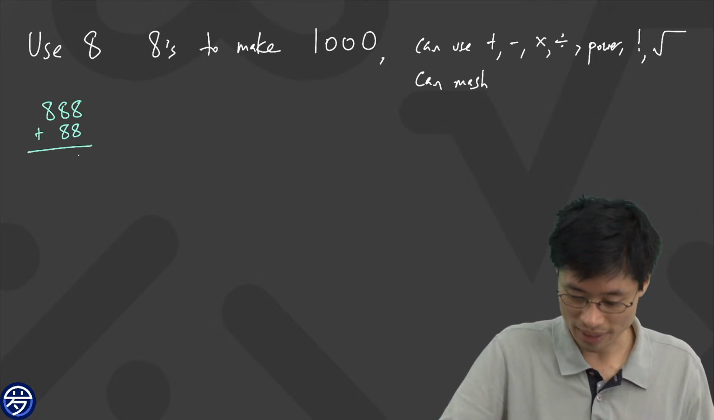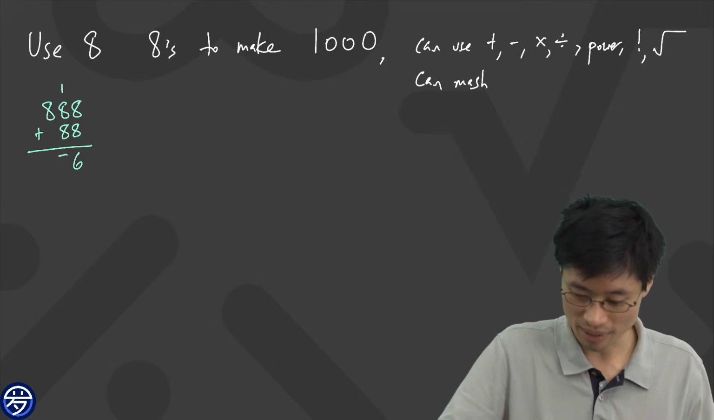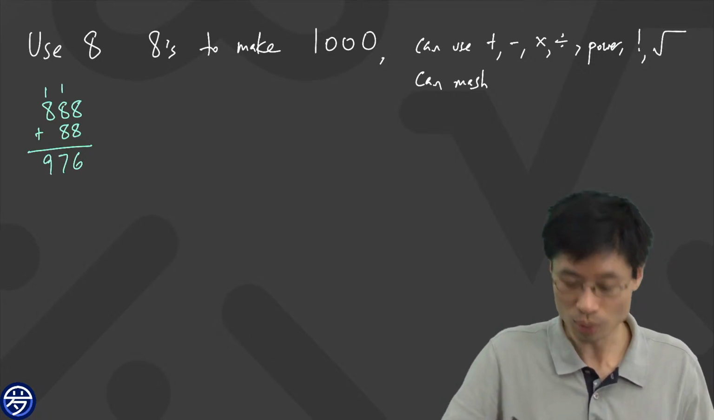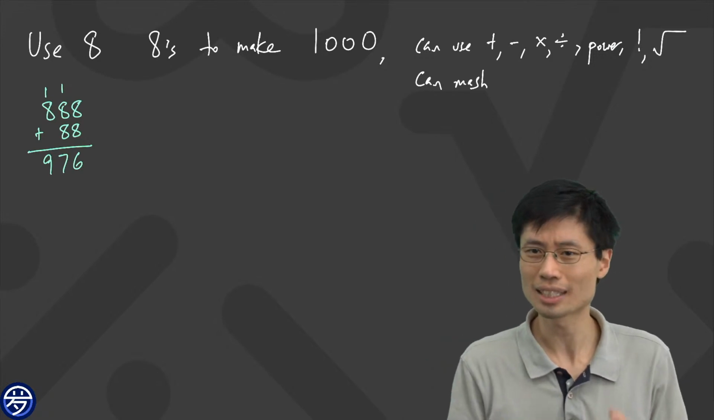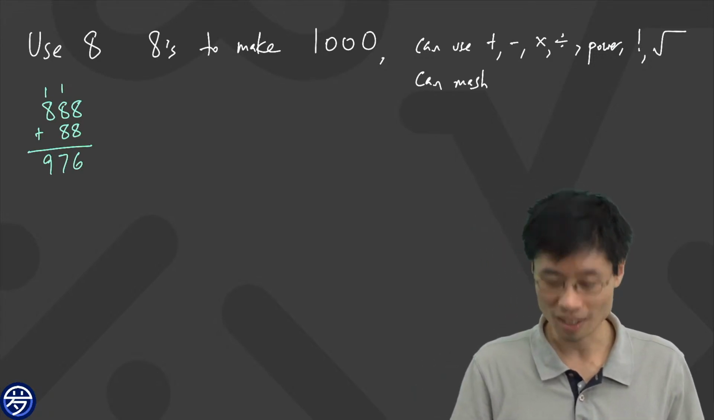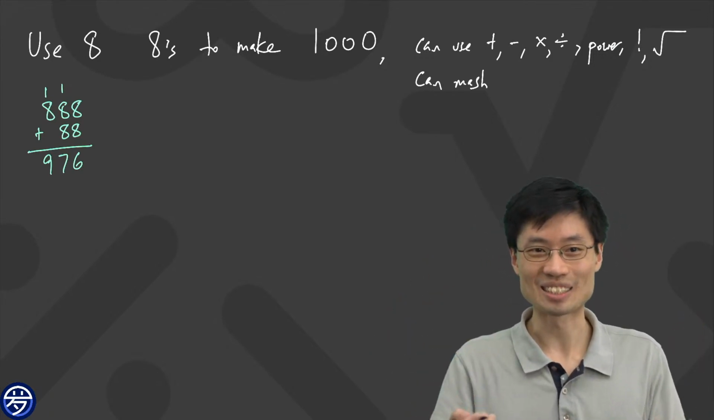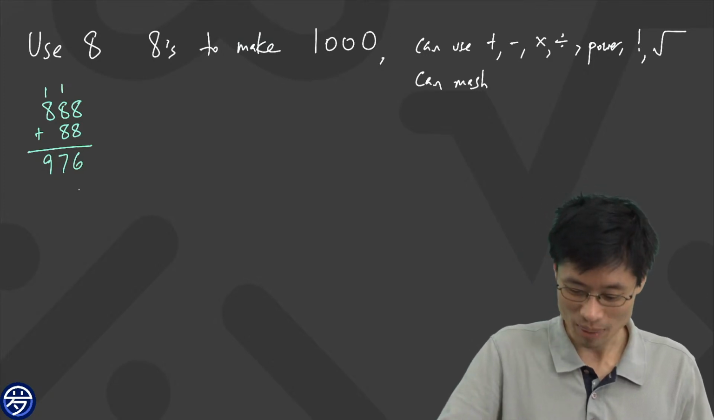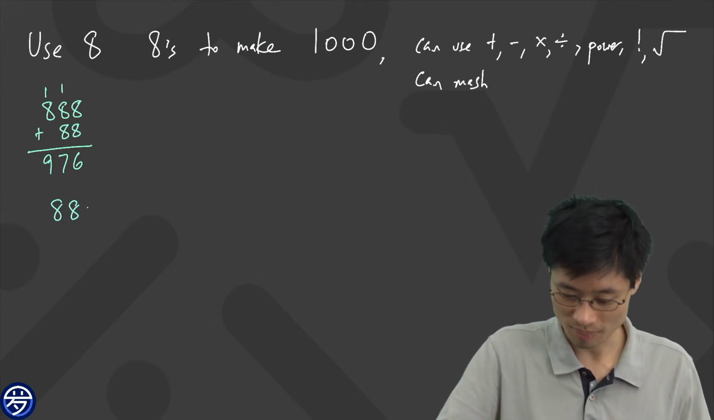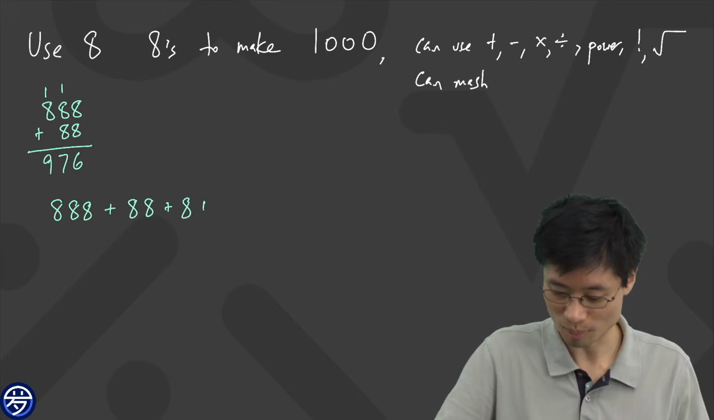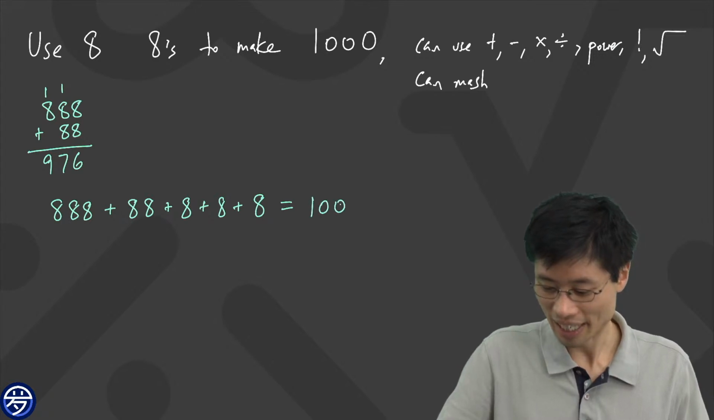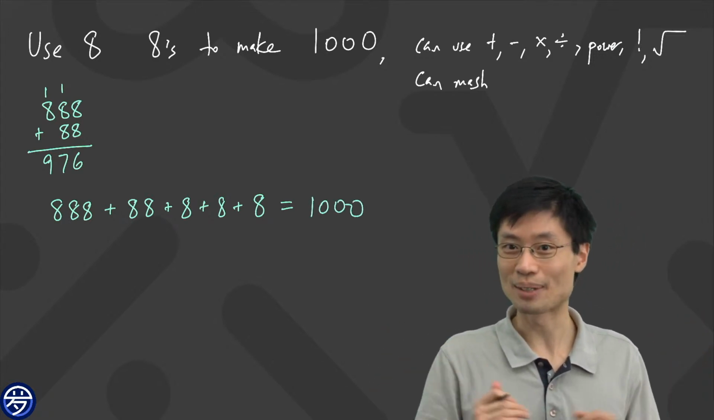That gives me 976. Ooh, that's close. So if I have 976, how much more do I need? I need 24. Oh, it works. Okay, I saw some people also say this. It works, because if I just take 888 plus 88 plus 24, which is 8 plus 8 plus 8, that's equal to 1,000. And we managed to make it before the time ran out.